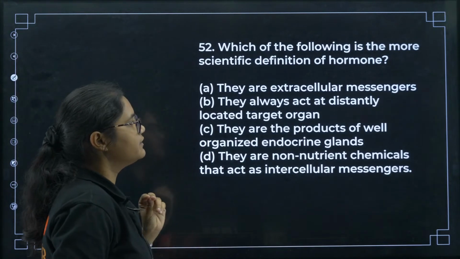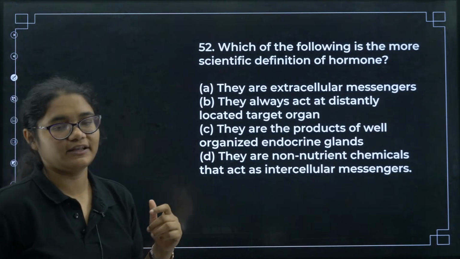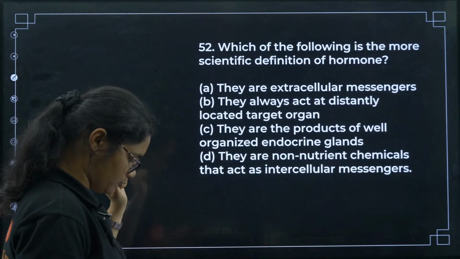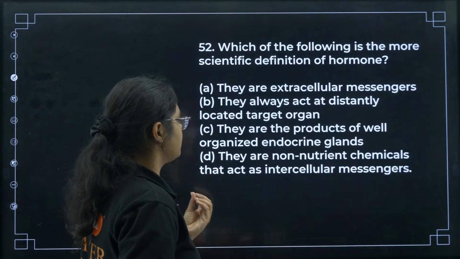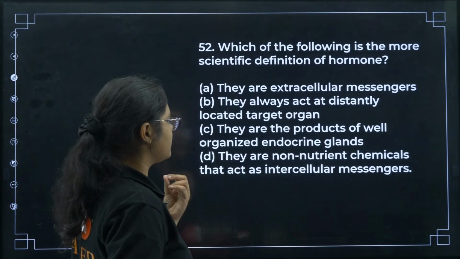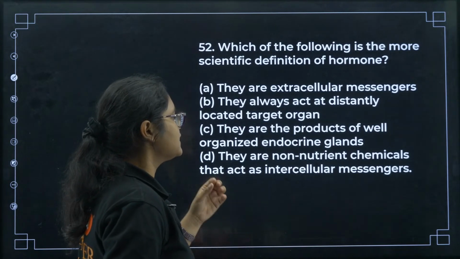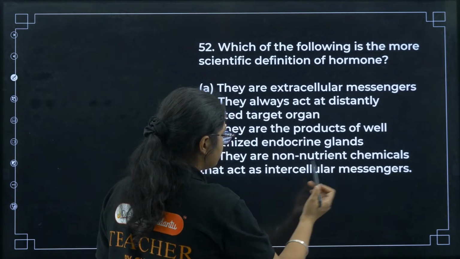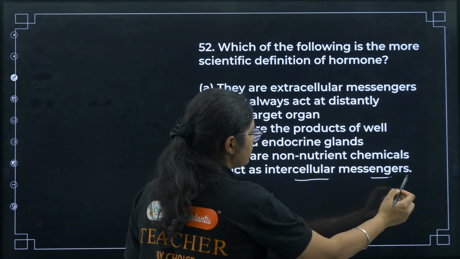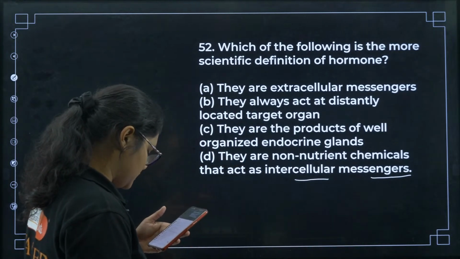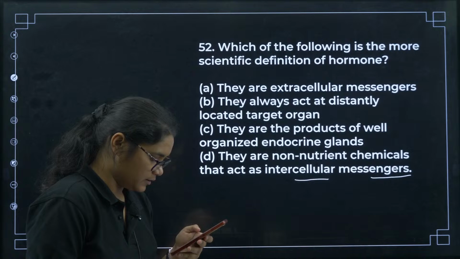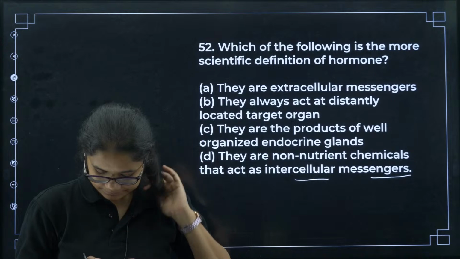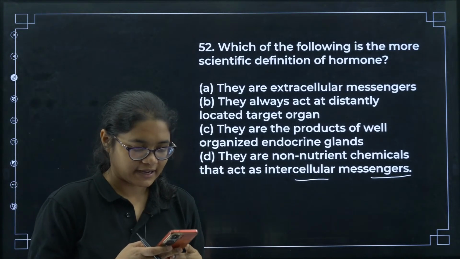Next, 51. Which of the following is the more scientific definition of hormone? Okay, so we know what hormones are. So what is the correct definition of hormones? They are extracellular messengers. They always act at distantly located target organs. They are the products of well organized endocrine glands. They are non-nutrient chemicals that act as intracellular messengers. Which can be the correct definition of hormones? Yes, can you tell me?